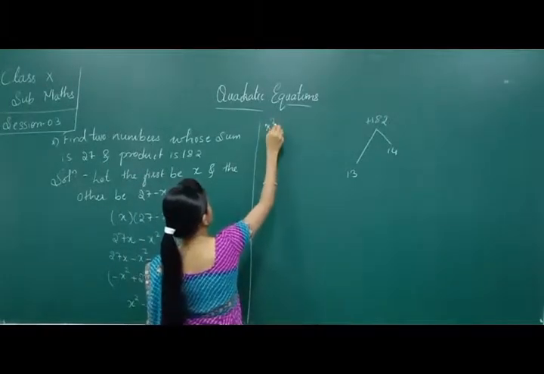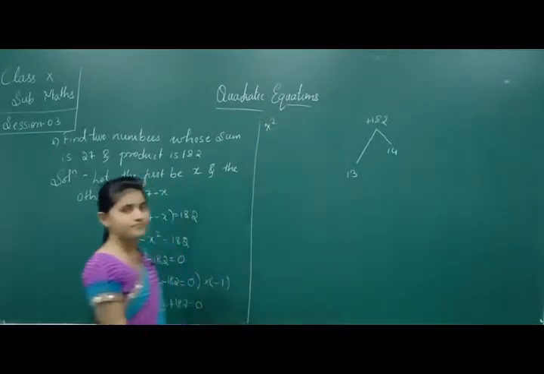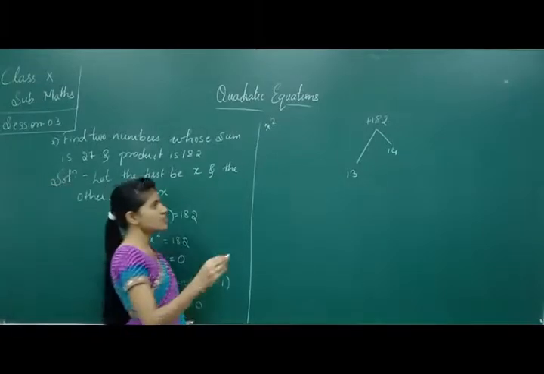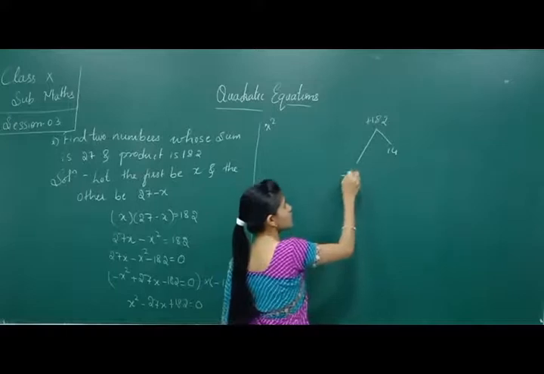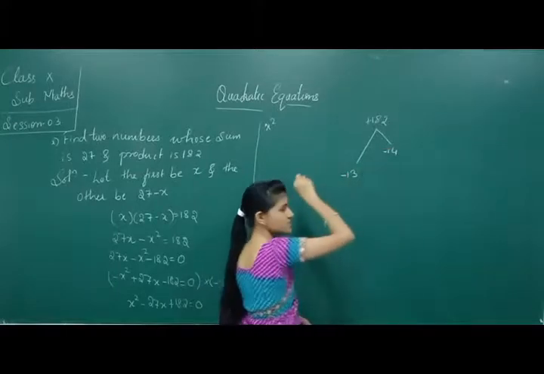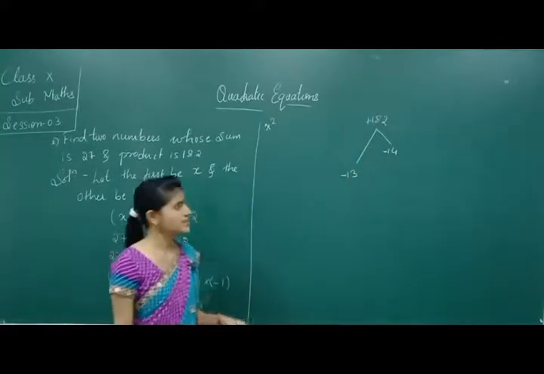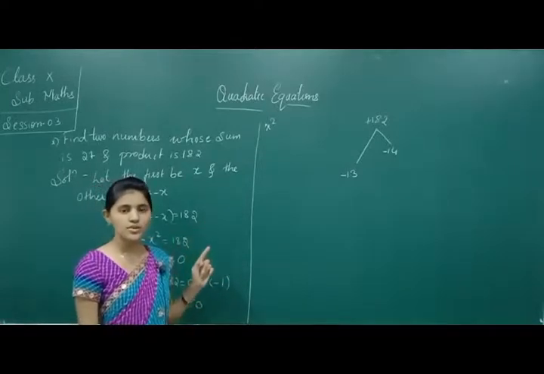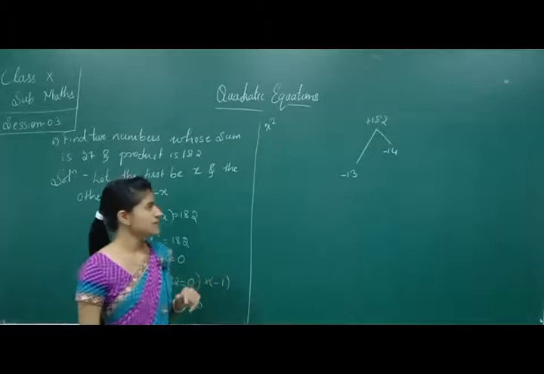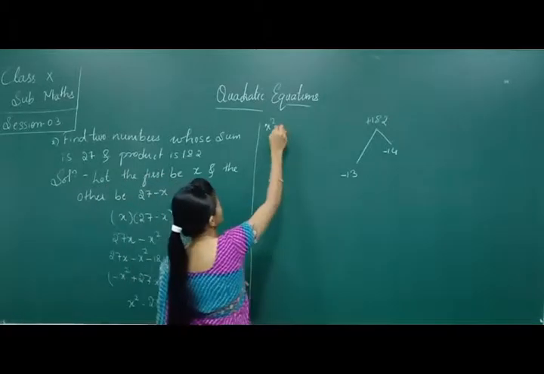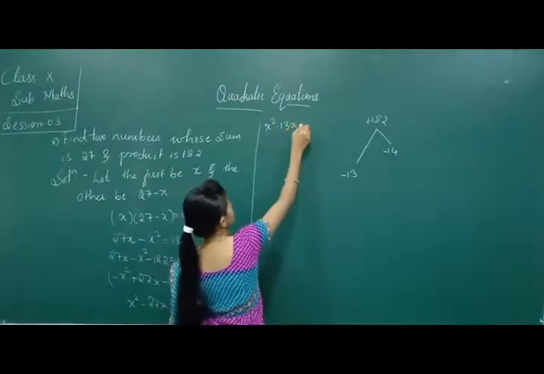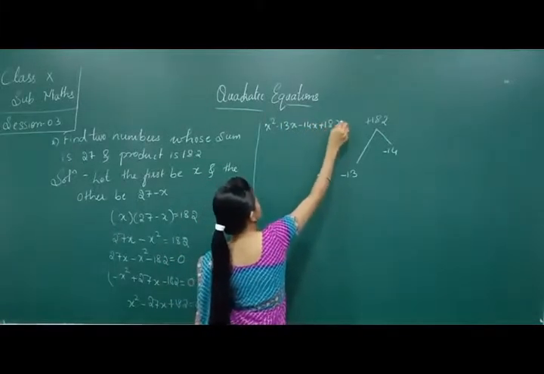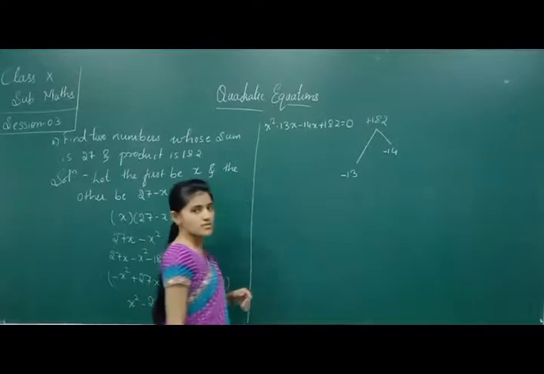So, how will I write this? Write it as x square. But see, on adding, I want minus 27. I have told you in the previous session that two numbers which have the same sign can be added. That is, minus 13 minus 14 is going to give me minus 27. So x square minus 13x minus 14x plus 182 will be equal to 0.